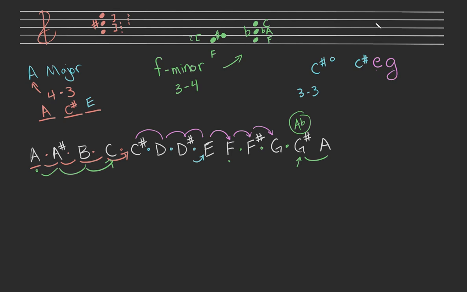And in the staff, it might look like this. Maybe we write it up here. C sharp, E, and G. And this looks good. You don't need to use any other enharmonic names. This just works out the way it is.